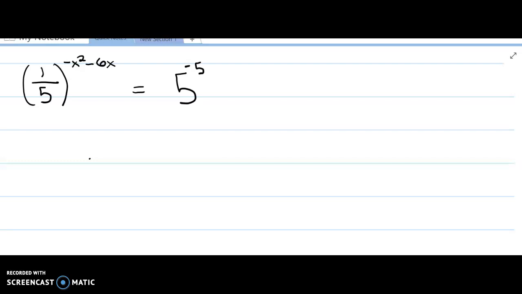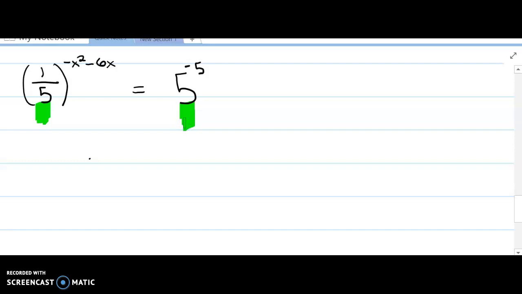Okay, so this video is going to be reviewing how to solve exponential equations. Take a minute, pause the video, try this one on your own, and then come back. Okay, welcome back. The first thing that I notice is that these two bases are not the same.